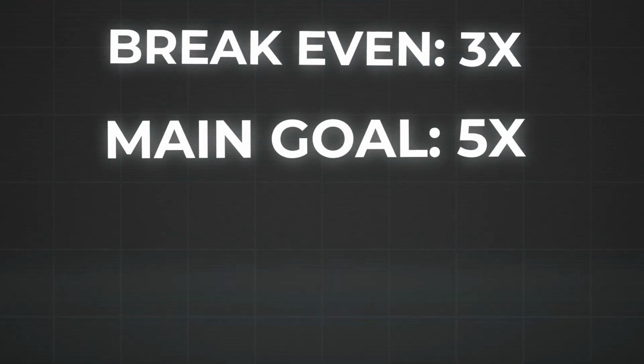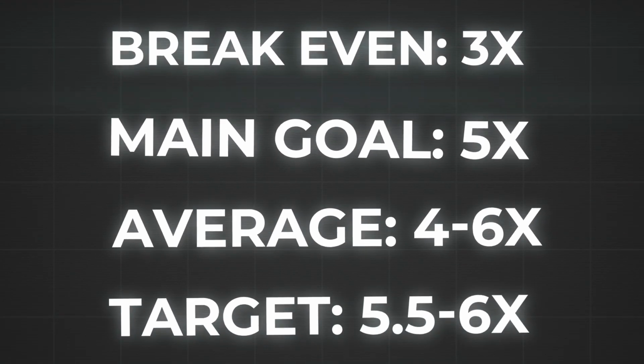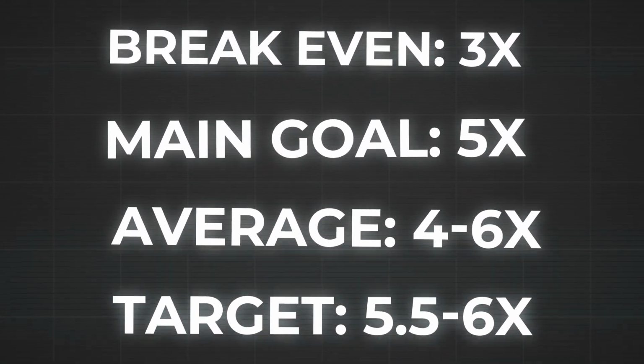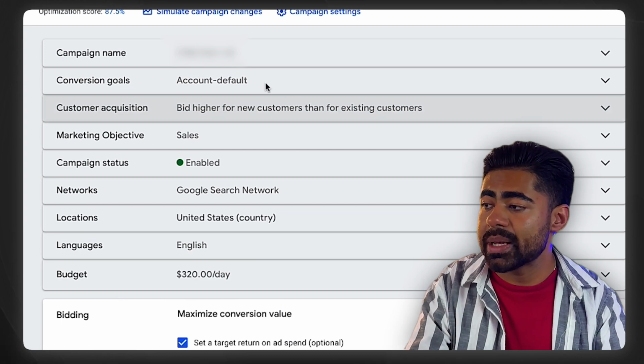So let's say you break even at a 3x, your main goal is a 5x, and your account has been achieving between a 4x to a 6x. You want this ROAS to be maybe 550% or 600% on the upper level, so that the algorithm knows that it needs to have high standards if it wants to continue running, and if it wants to continue eating up your ad spend on this campaign right here. But that's pretty much it to the setup itself. There's nothing else beyond that.